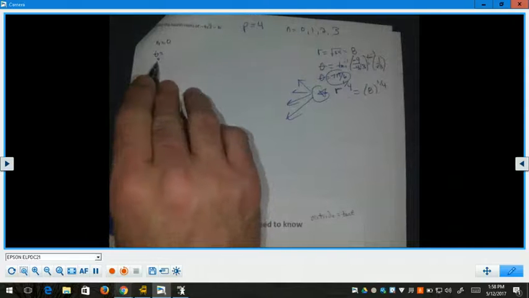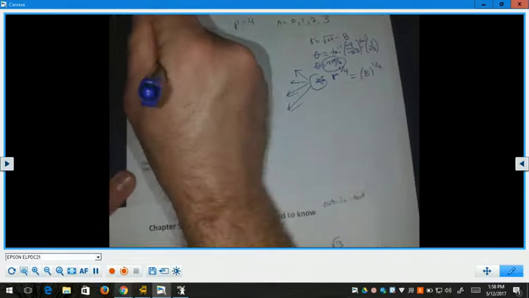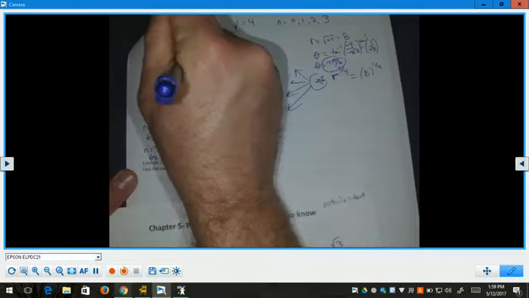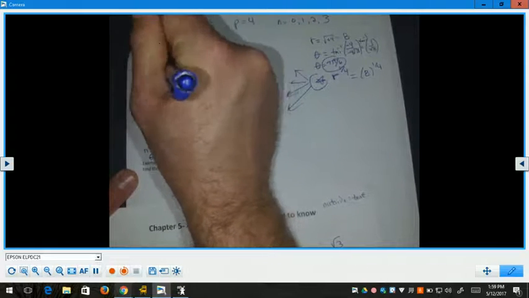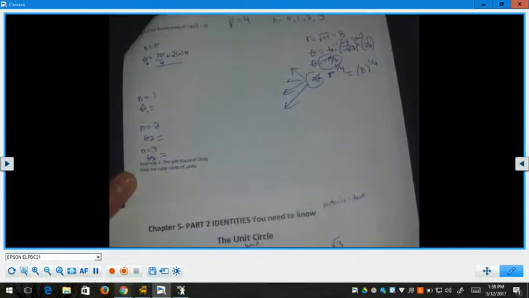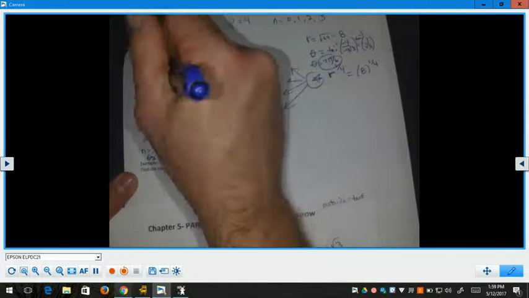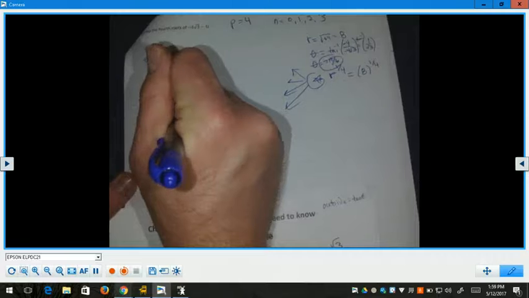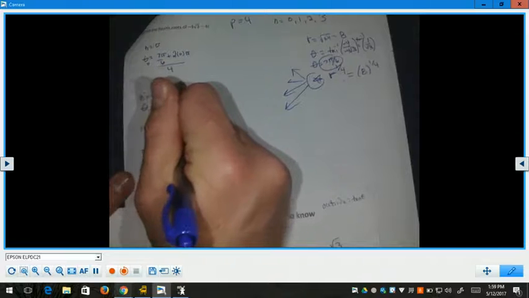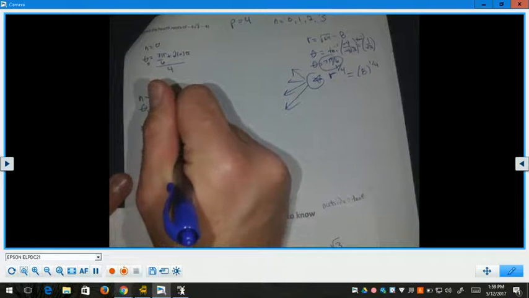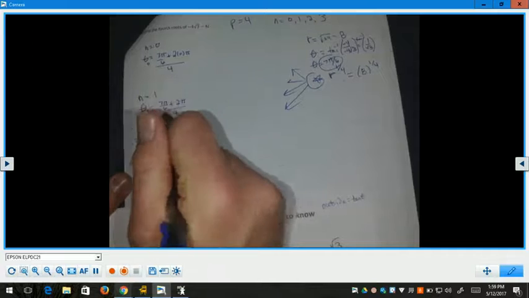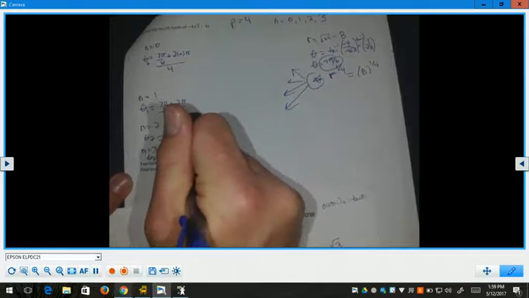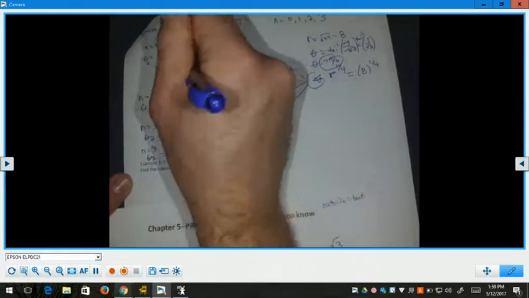But that's not what I'm going to use here. Here I have to do 7 pi over 6 plus 2 times 0 pi, all over what? All over 4, yep, all over the value of p. And this one will be 7 pi over 6 plus 2 pi all over 4. And this one will be 7 pi over 6 plus 2 times 2, which is 4 pi, all over 4. This one will be 7 pi over 6 plus 2 times 3, which is 6 pi, all over 4. So it's going to give us our different values of theta.